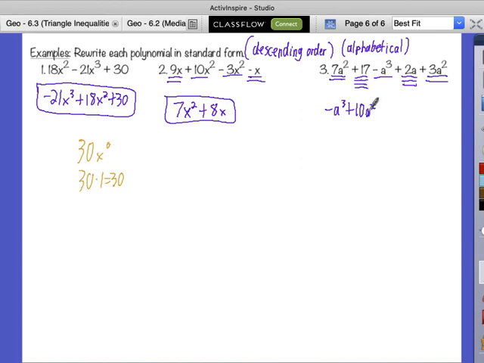We keep the exponent the same. Oh, I need to change that. Yep. A lot of the time our tendency is to say 10a to the fourth. Nope. We only change the exponent when we multiply.